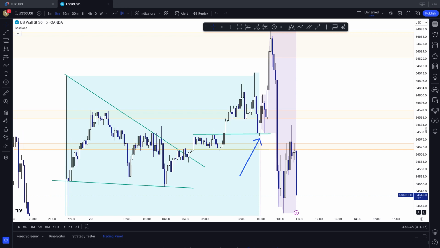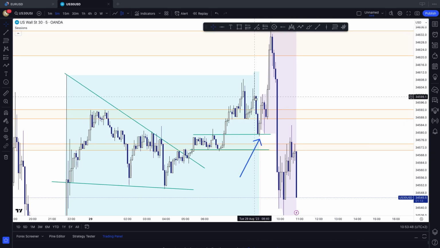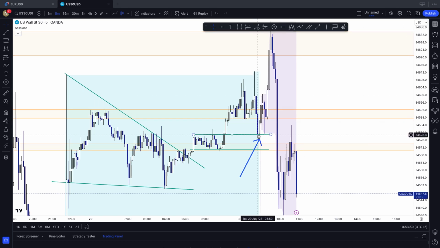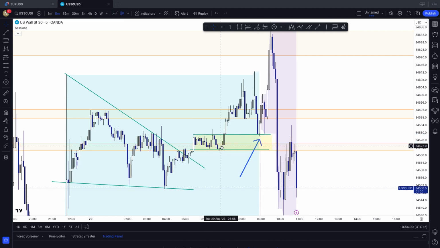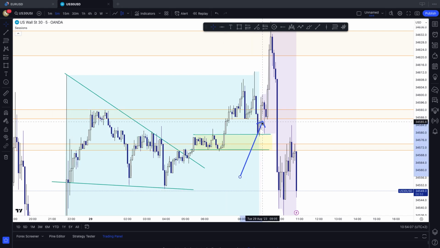Now what can we see over here? We can see that the price pushes down at 8:50, 8:55, and finds support on this consolidation, which in my opinion is also a demand zone. Demand, because aggressive buying comes out of it. So this is a demand zone. At 8:55, 9 o'clock, the market pushes aggressively to the upside.